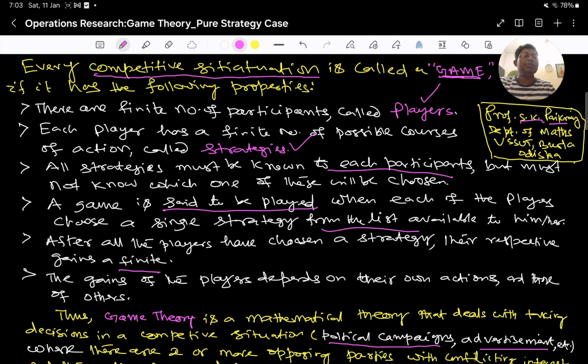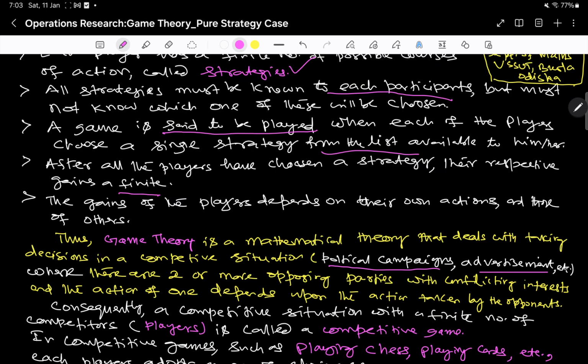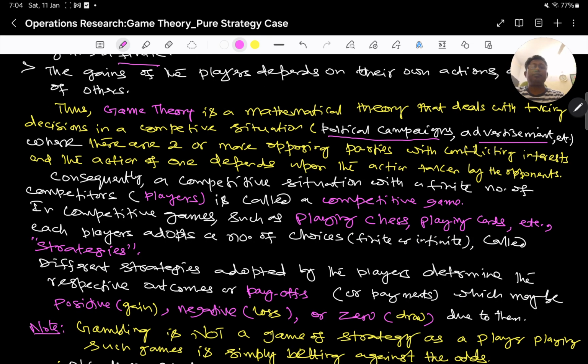Basically, we are dealing with strategy related games. While the playing of gambling is not a game here because it is not strategy based, I will tell you certainly. So let me explain. Game theory is a mathematical theory that deals with taking decisions in competitive situations, as I told you, political campaigns, advertisement, etc., where there are two or more opposing parties with conflicting interests, and the action of one depends upon the action of the opponents.